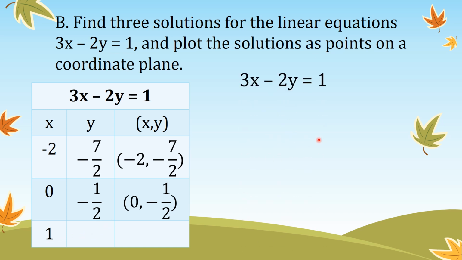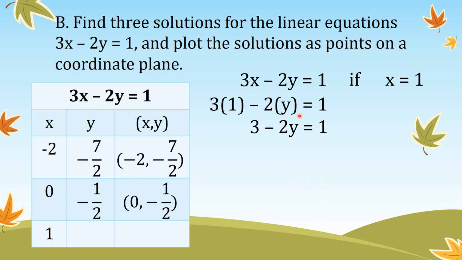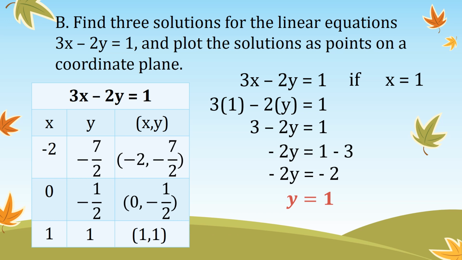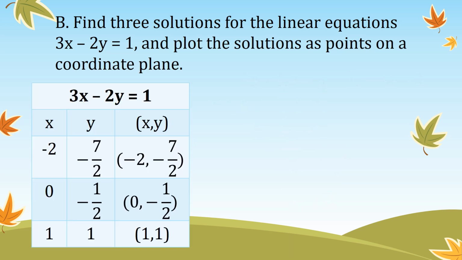So we have substitution. 3 times 1 minus 2y equals 1. So 3 times 1 is 3, minus 2y equals 1. Using APE, we have negative 2y equals 1 minus 3, because the 3 is positive. So negative 2y equals 1 minus 3, which is negative 2. Dividing both sides by negative 2, we have y equals 1. So the value for y is 1 and our coordinate is 1, 1. So this will be our coordinate or ordered pair.